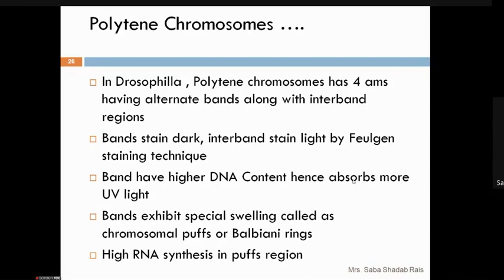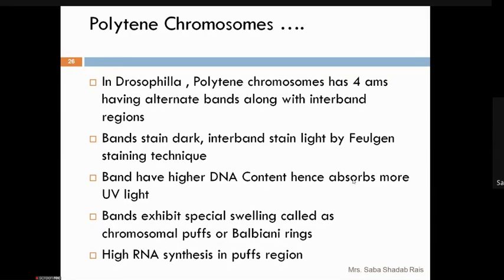If DNA content is more, that means there is more nucleic acid, so it will stain very dark, as we have learned in heterochromatin and euchromatin: the more DNA, the more darkness. Whenever a region absorbs more stain, definitely it will absorb more UV light also. The interband region, which stains light, will have low DNA content and will absorb less UV light.